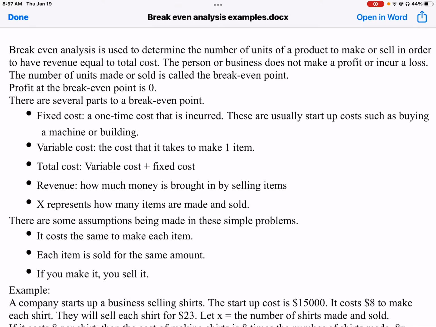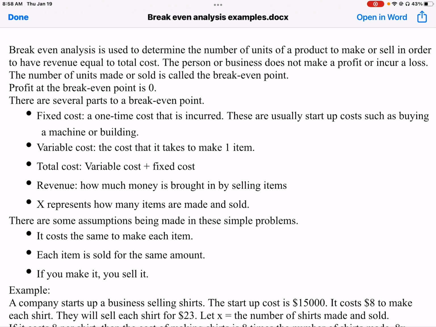Break-even analysis is used to determine the number of units of a product to make or sell in order to have revenue equal cost. A person or business does not make a profit or incur a loss. They just break even. The number of units made or sold is called the break-even point. The profit at the break-even point is zero. They don't make money, they don't lose money.